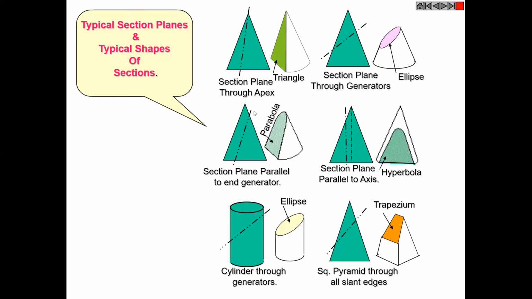Here are a few examples, right? Here the first one is a cone. If we cut it like this, it is going to look like a triangle from this side. If we cut the cone from here like this, then you can observe the ellipse. If you cut the cone like this, you can observe the parabola. Parallel to the axis, then hyperbola, right? If we cut this cylinder like this at an angle, you can observe the ellipse.